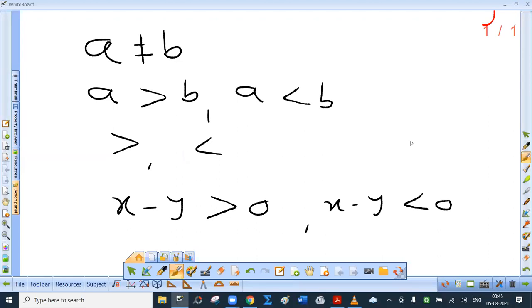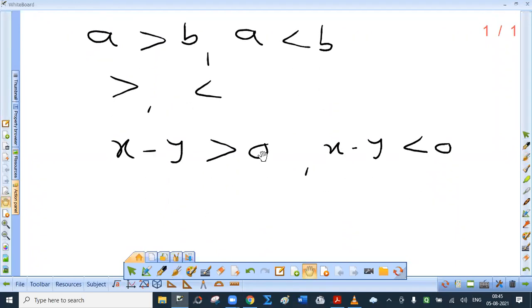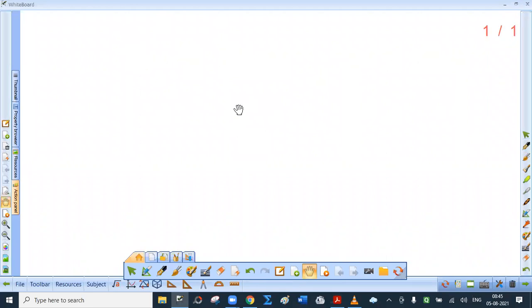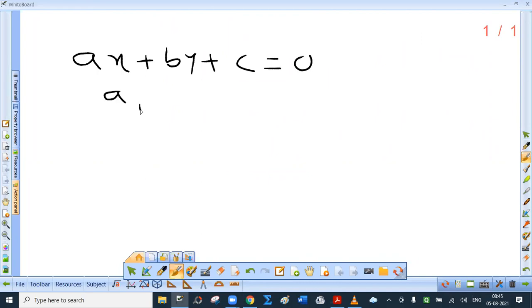A linear equation of the type ax plus by plus c equal to 0 represents a straight line, where a, b, c are real numbers and a and b cannot be 0 at the same time. I repeat, ax plus by plus c equal to 0 represents a straight line, where a, b, c belong to the set of real numbers and a and b cannot be 0 at the same time.